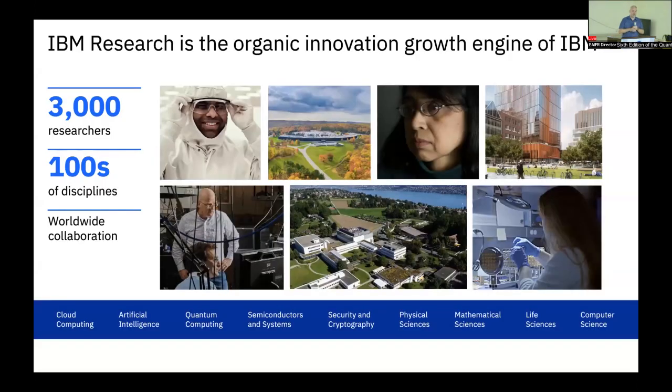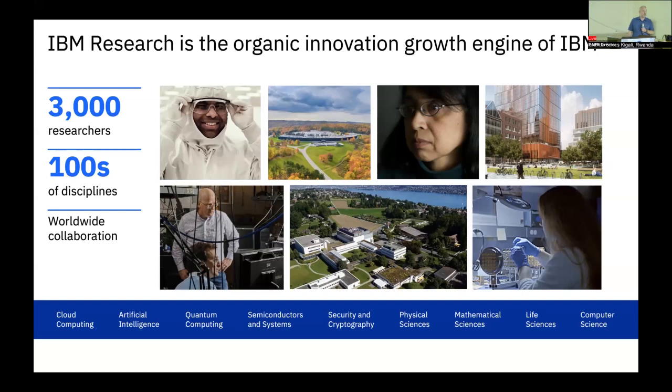Now, let me just take one last few minutes, if you'll forgive me, and talk a little bit about IBM Research. We say we're the organic growth engine of IBM. What does that mean? Well, IBM is a company about computing. That means to stay in the forefront, we need to be in the forefront of research about new modes of computation. It's really easy to see why IBM is very interested in quantum computing.